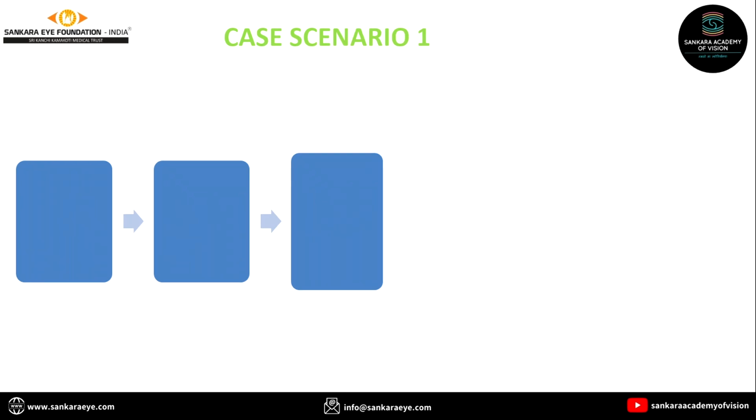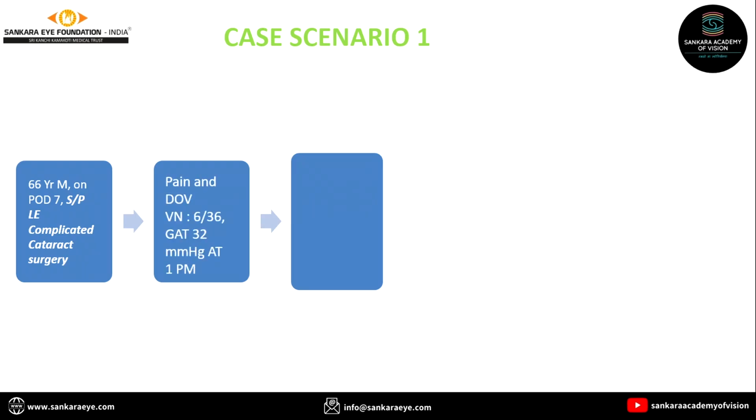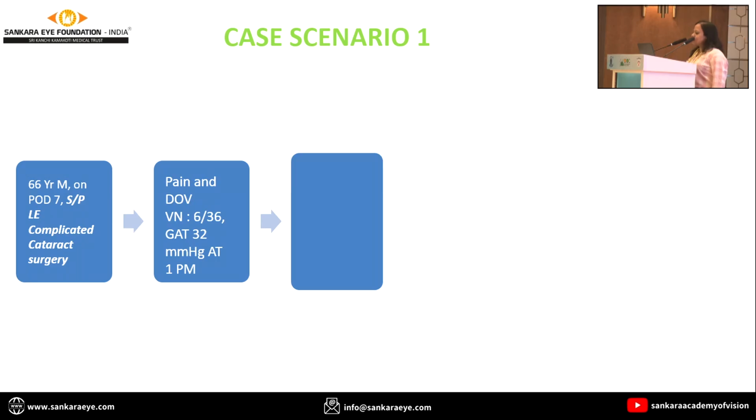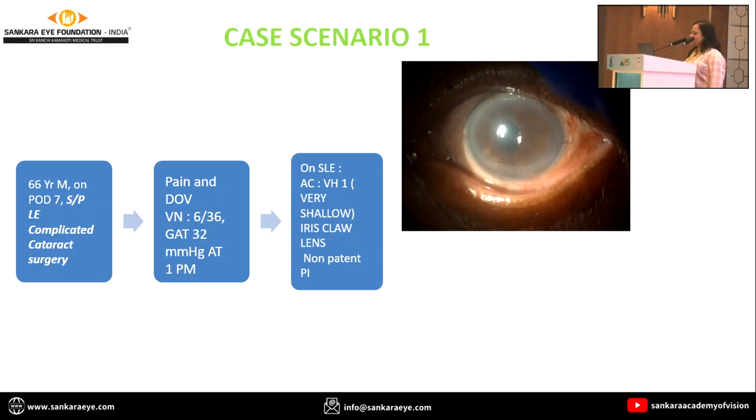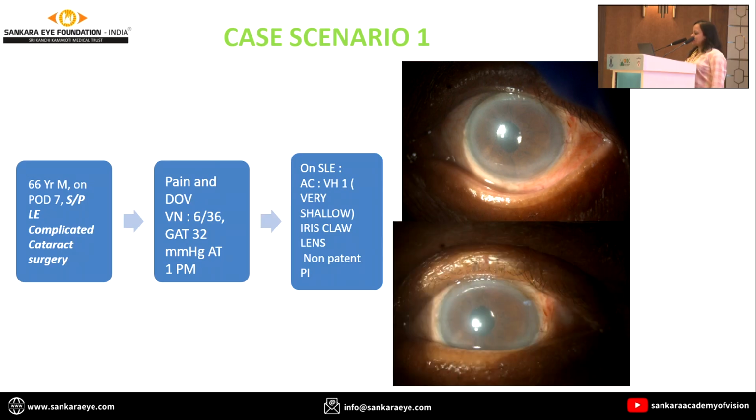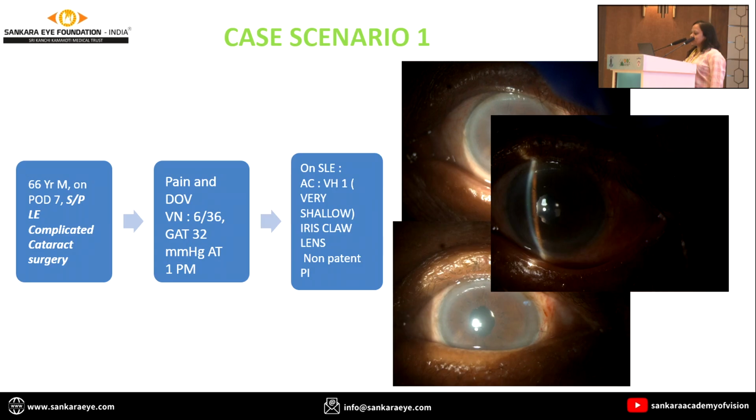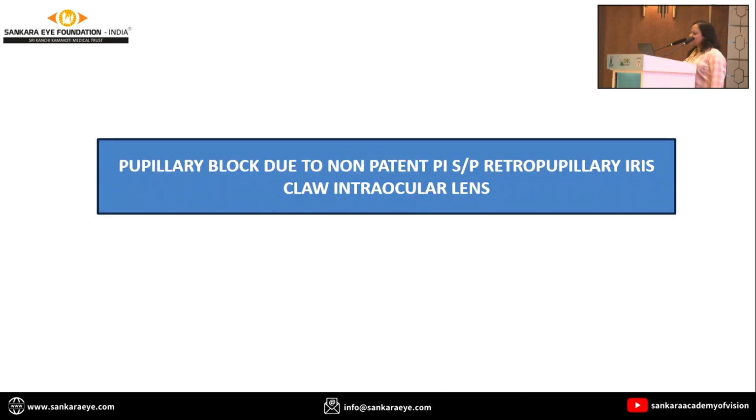Now I'm going to my case scenario first. A 66-year-old man, post-op 1 week, status post complicated cataract surgery, presented with pain and dimness of vision. Vision was 6/36, IOP was 32 millimeters of mercury. On slit lamp examination, AC was very shallow with iris-lens diaphragm in situ with non-patent PI. This is the picture, the AC was very shallow. So we diagnosed most probable pupillary block due to the non-patent PI.